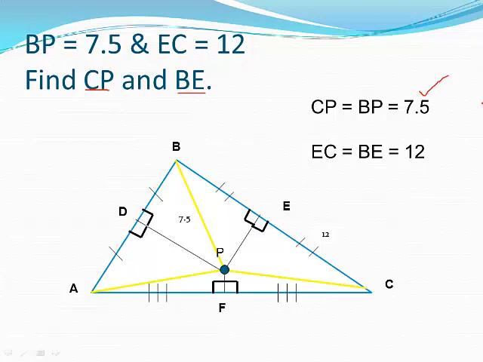The next thing we know is EC is 12. Well, based off of the labeling, because it's the perpendicular bisector, if we know EC is 12, that means BE has to be the same thing because it's bisected. That's why you have the perpendicular bisectors. So this would be 12 as well.